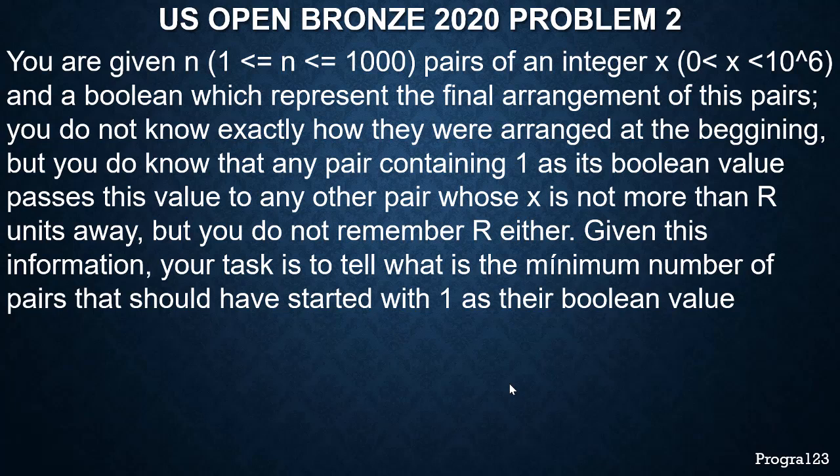With this information, we have to compute the minimum number of pairs that should have started with 1 as their Boolean value. I know it might sound confusing for you. Well, you can analyze this problem a little bit because it's easier than what you think, and you can stop for a little bit and analyze this problem and come back, or you can see the original statement. I didn't include the original statement because it has some words that I better not pronounce here on YouTube. Okay, well, let's try to solve this problem.